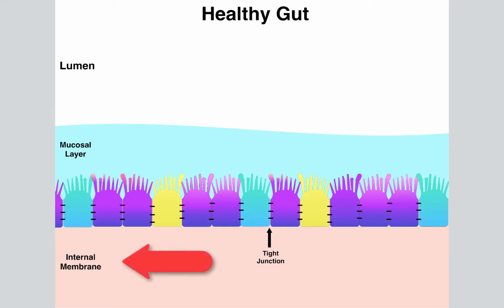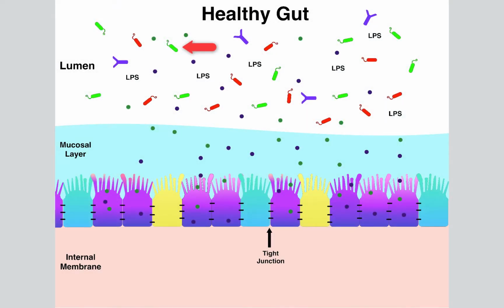The internal membrane or internal environment is where nutrients arrive to be transferred to different parts of the body. Again, this is separated by a single layer of cells with tight junctions. The mucosal layer is a protective layer of mucus that acts as a front line of defense against foreign substances that try to enter the body. The lumen is the center canal of the intestines where food travels through. We see in the lumen there are many different types of nutrients, good and bad microorganisms, and their waste products.